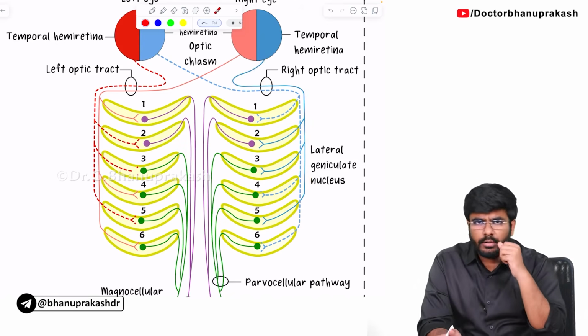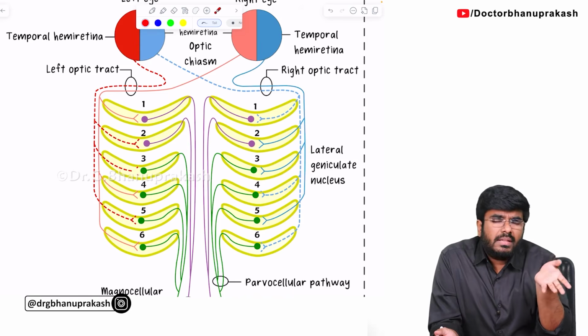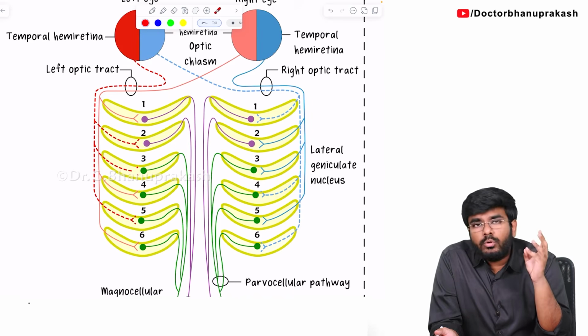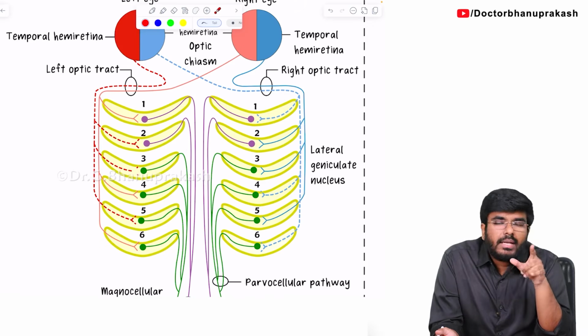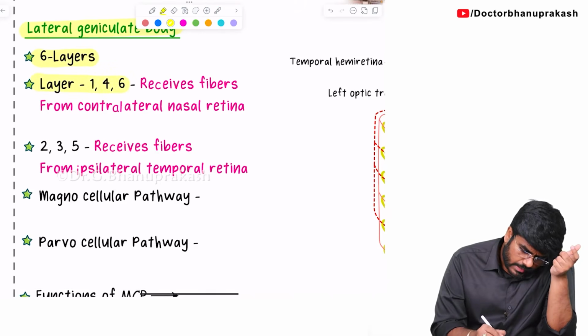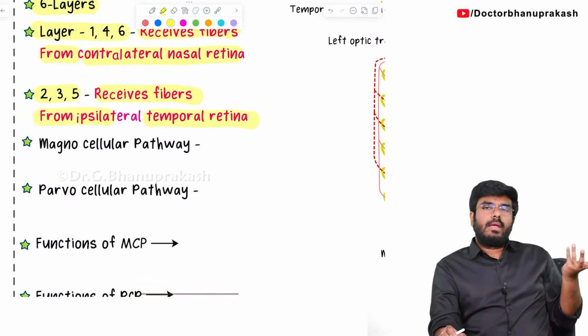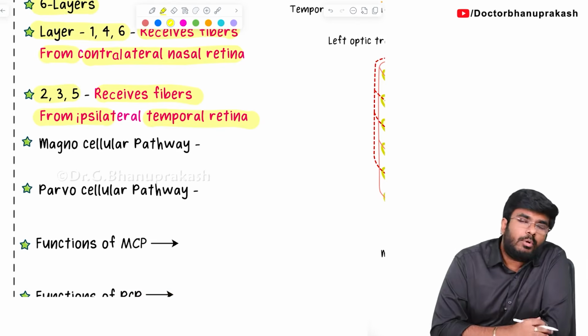So, tell me, how many layers does the lateral geniculate nucleus have? The lateral geniculate nucleus has 6 layers. Out of which layer number 1, 4, 6 receives the fibers from the contralateral nasal retina and layer number 2, 3, 5 receives the fibers from the ipsilateral temporal retina. Done. Input completed. Now, after discussing the input, let's see the output.